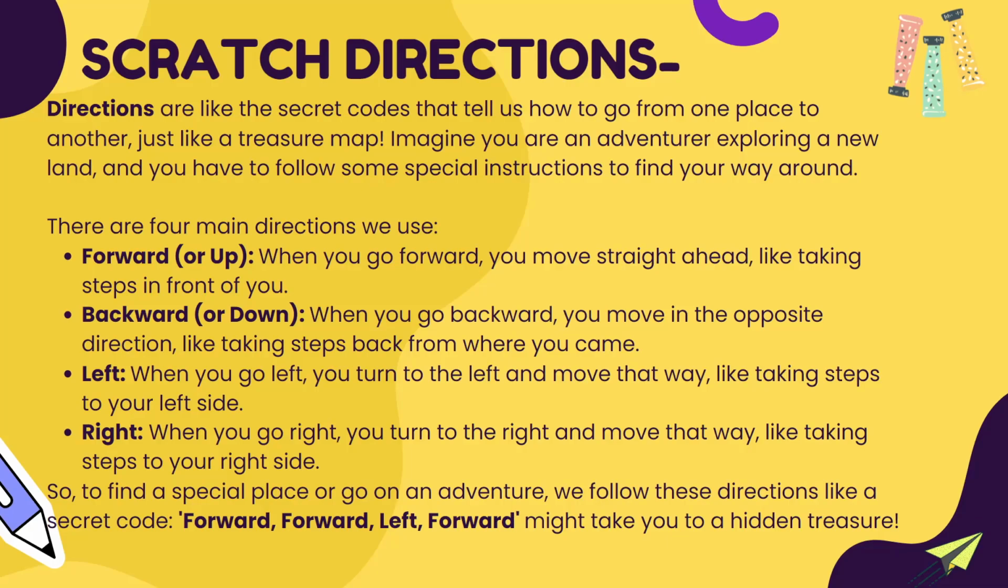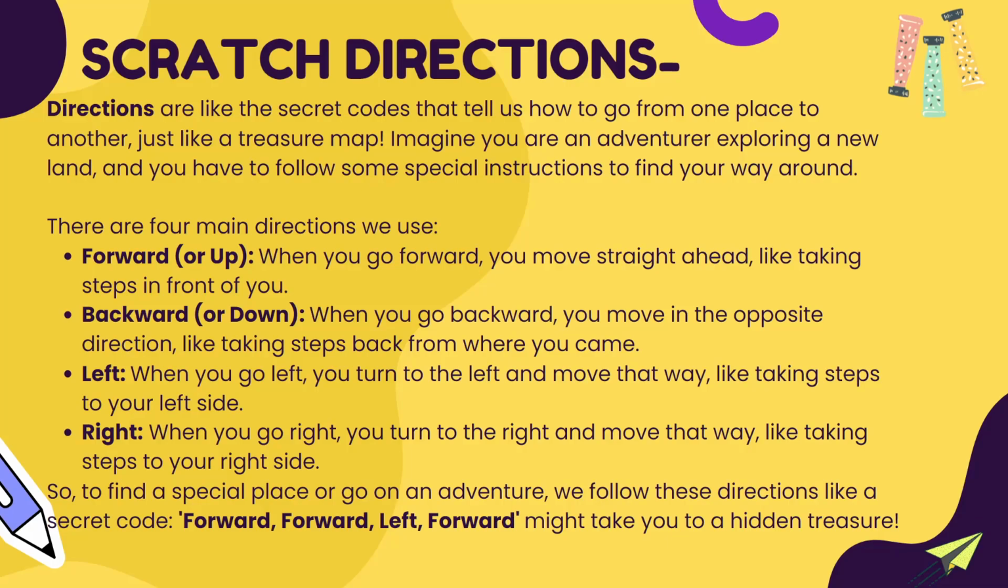In the same way, in Scratch also, directions are going to help your sprite go from one place to another. There are four main directions which we use. One is forward, up, that is you go straight. Then we have the down direction, when you want to turn backwards, you use the down direction. Then left is to take steps to the left side or to turn left. The same is for the right side.